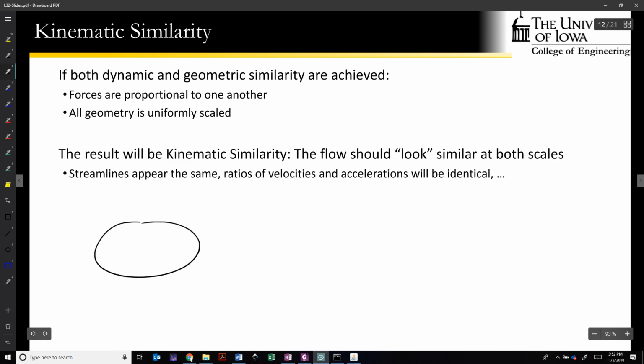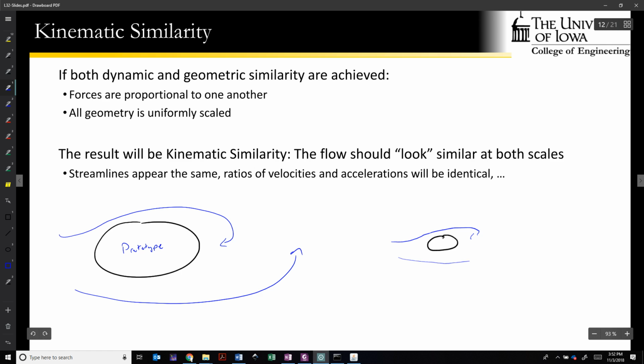So if we have the flow around some blunt object, or we have flow separation, and this is our prototype, then at model scale, if we have geometric similarity, same shape, and dynamic similarity, which says that the balance between our different forces is maintained, we should have a flow that looks completely identical. Our streamlines have the same shapes. Ratios of velocities and accelerations will be identical.